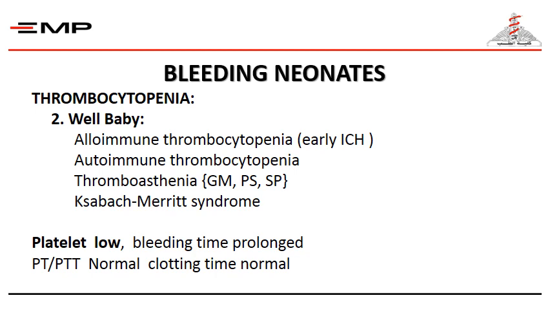These babies with thrombocytopenia might be well babies. This means the baby is active, crying, and feeding well. The causes include alloimmune thrombocytopenia or autoimmune thrombocytopenia, like in a baby of a mother with lupus, or there might be a weakness in the function of platelets, which is called thrombasthenia.